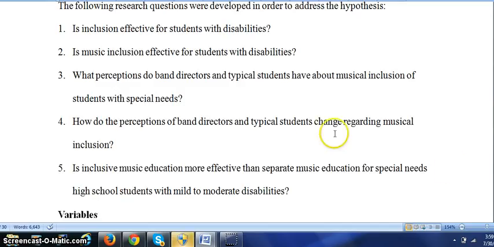Quantitative means you're trying to measure. The how and what questions, and I believe I've said this before, the how and the what questions are usually qualitative.